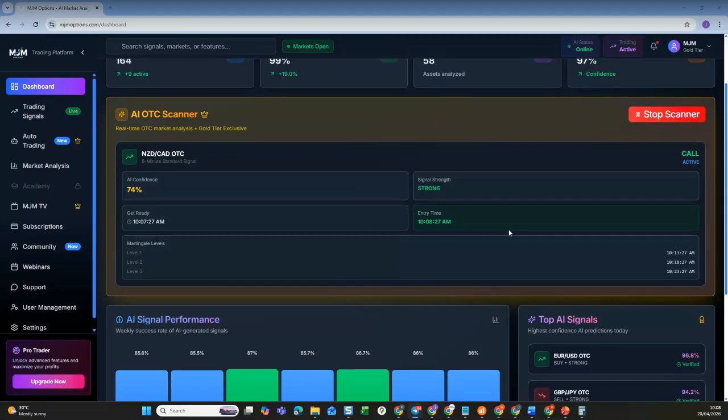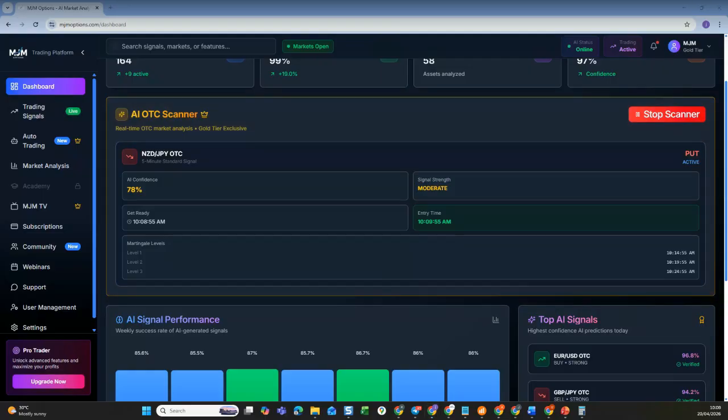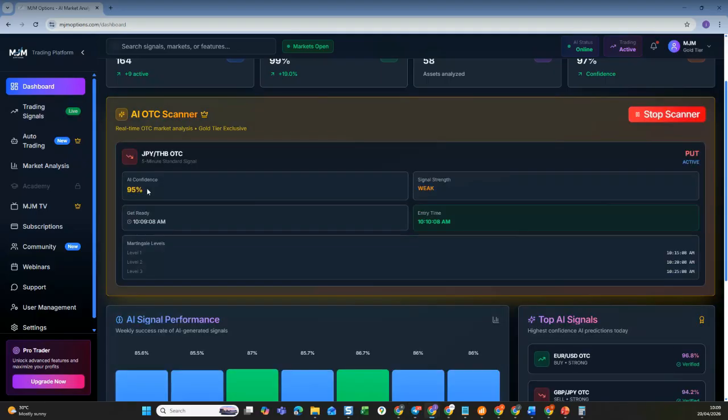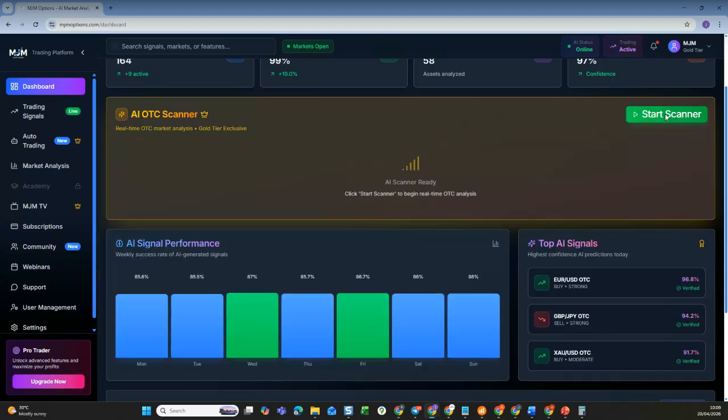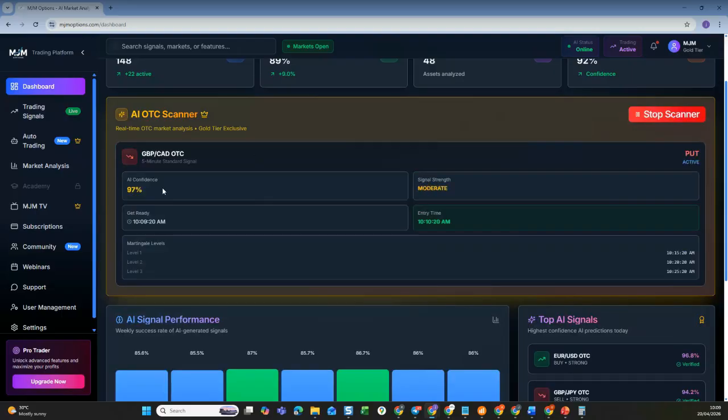So that's basically how it is by using the AI. So what do we do first? Because we're going to be taking a signal right now, the first thing we do is click stop scan, start scan. Like I said, AI confidence has to be 90%, and signal strength has to be strong. So what do we do? This is 78, so we stop scan, start scan. Well, we have 95 here, and signal strength is weak, so we can't go for this also. Start scan, 71, 72, 97. Okay, but signal strength is moderate.